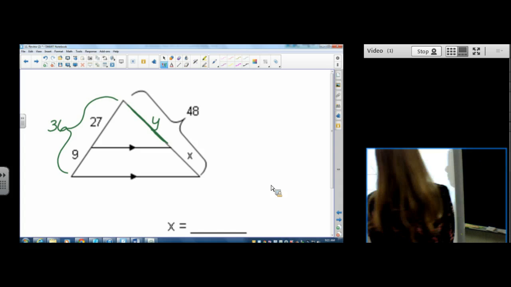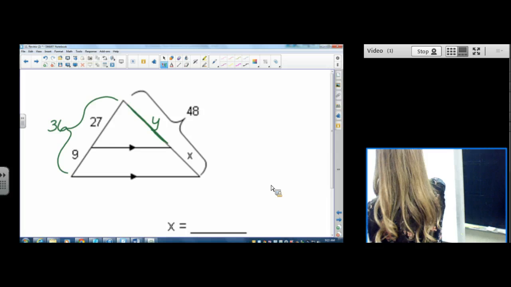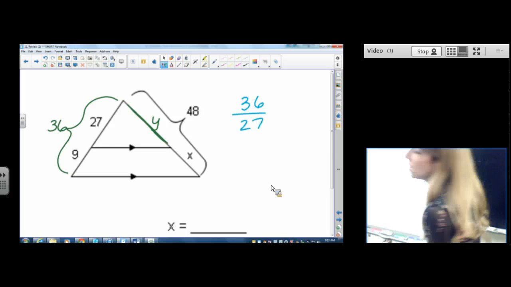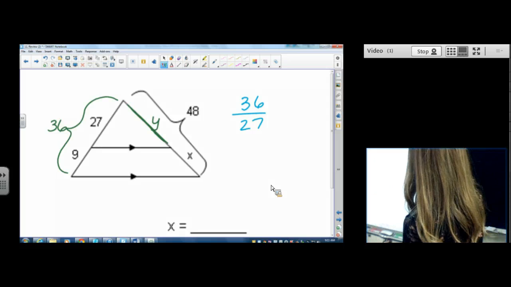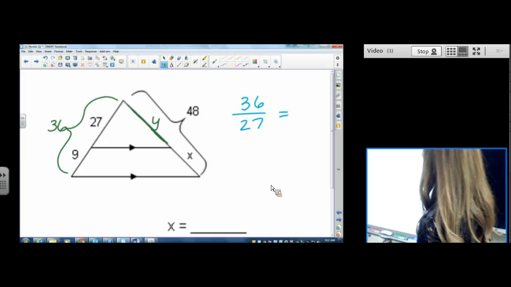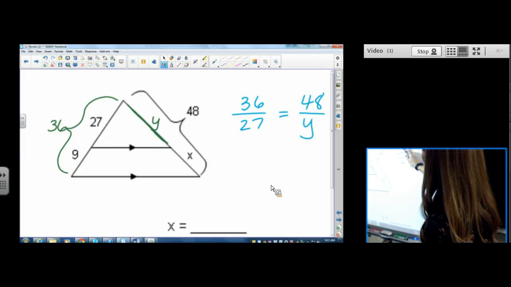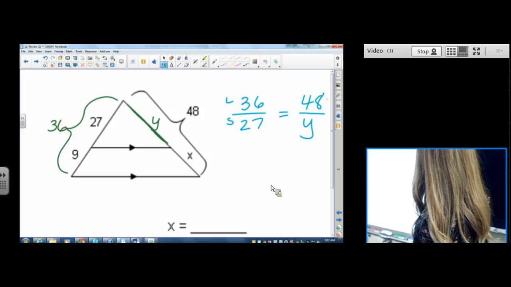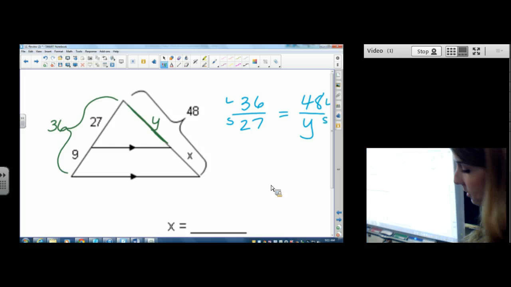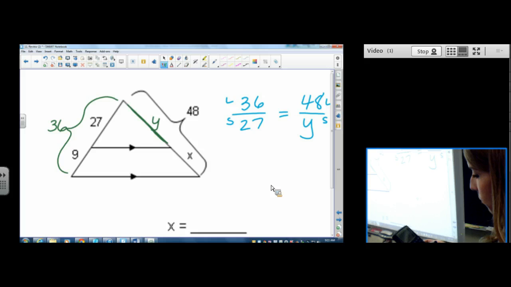So what is our proportion going to say? It's going to say 36 is to 27, because 36 is the side of a triangle and 27 is the side of a triangle, as 48 is to y. So this is the side of the large over the side of the small equals the side of the large over the side of the small. As long as you stay consistent, it doesn't matter which one you put in the numerator. So I'm going to do 27 times 48 divided by 36.